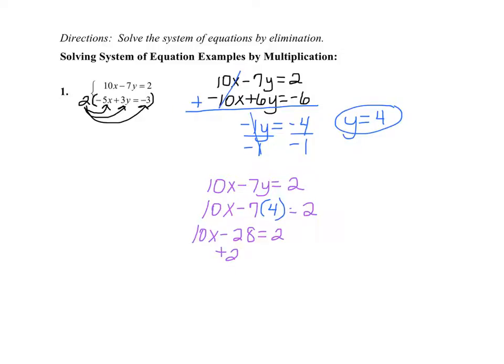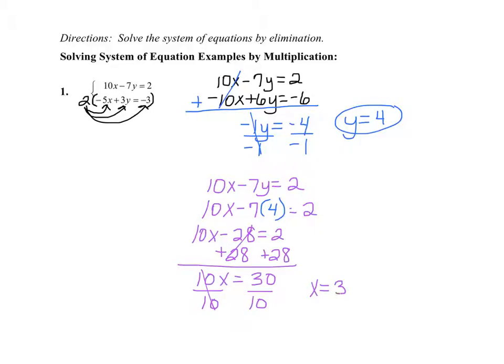So we're going to add 28 to each side. 28's cancel. So 10x equals 2 plus 28 is 30. And we want to find out what x equals, so divide both sides by 10. Our 10's cancel. Therefore, your x equals 3.